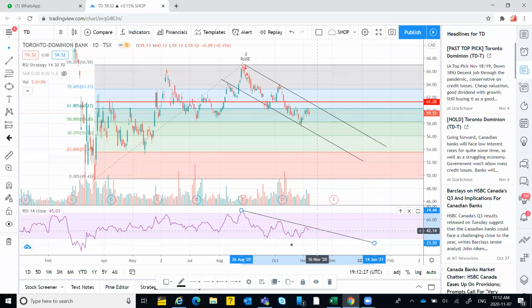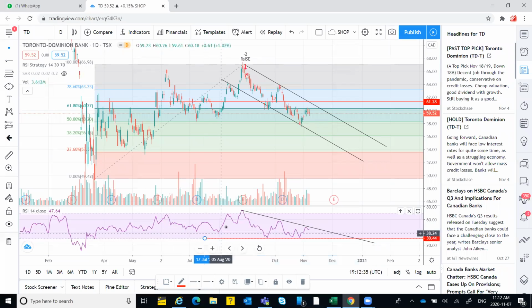This is the trend of RSI. RSI is taking support at these levels. This is the support level for RSI, and this is the resistance. So unless it breaks this level of 61, it will remain in this channel, which is currently a downward channel.